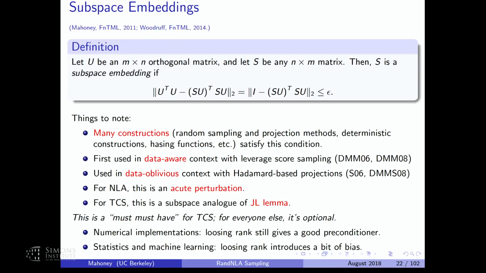Lots and lots of constructions. Some of them, I've described the data-aware ones, bias yourself towards important things. There's lots and lots of data-oblivious ones. So this was first used in the data-aware context. It actually predated the fast randomized Ailon-Chazelle result. Then Sarlos coupled this with the Ailon-Chazelle result, and there's been a lot of follow-up in a data-oblivious way. So you want to use a result in this area.